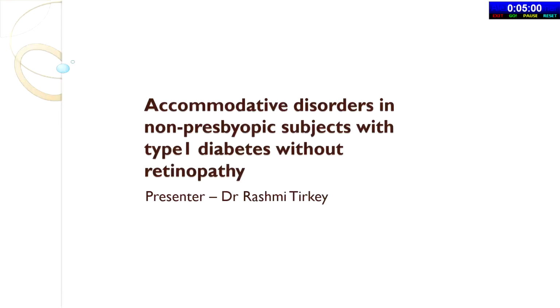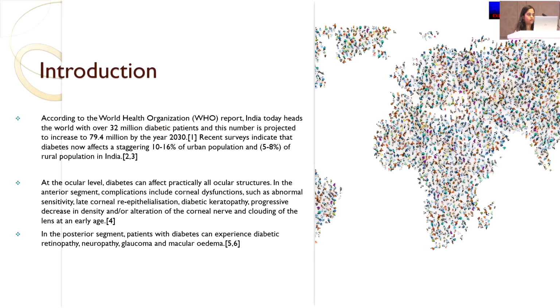Good morning all. My topic is on accommodative disorders in non-presbyopic subjects with type 1 diabetes without diabetic retinopathy. According to WHO, India today hits the world with over 32 million diabetic patients, and this number is projected to increase to 79.4 million by the year 2030. Recent surveys indicate that diabetes now affects a staggering 10 to 16% of urban population and 5 to 8% of rural population in India. At the ocular level, diabetes can affect practically all ocular structures.